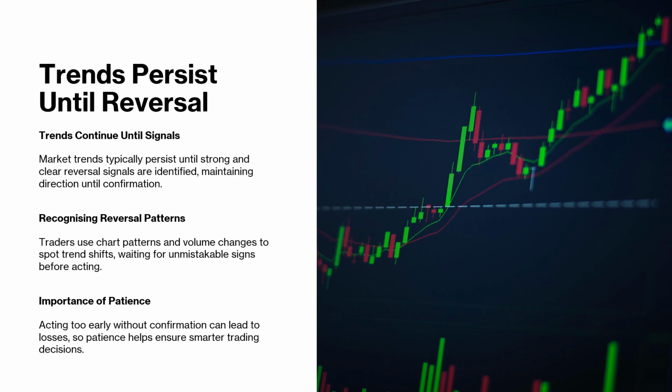Trends persist until clear reversal signals emerge. A market trend remains in force until there's a clear and confirmed signal that it has reversed. Dow Theory actually discourages guessing tops or bottoms and suggests waiting for evidence before declaring a trend change. Ideally, both indices will show signs of reversal.